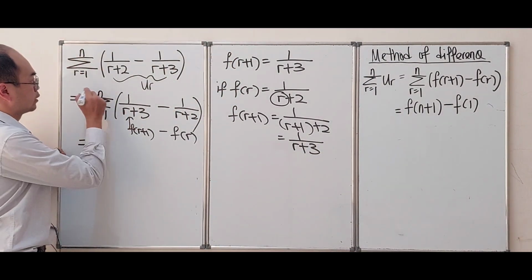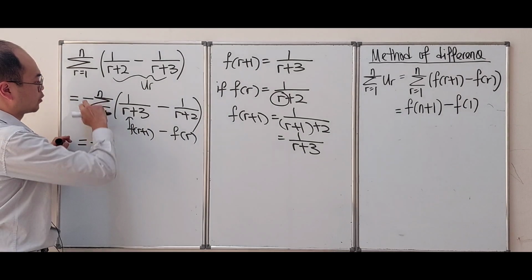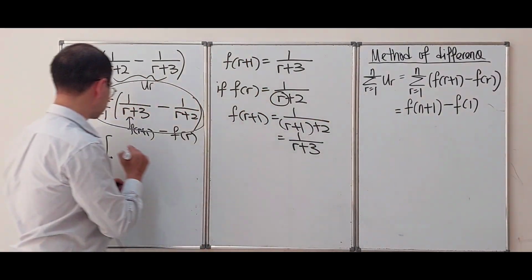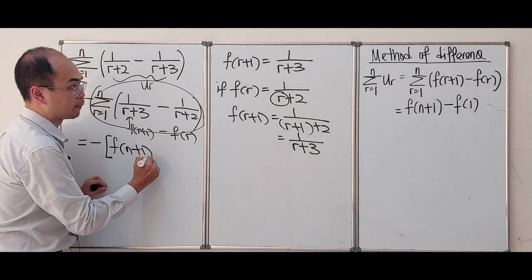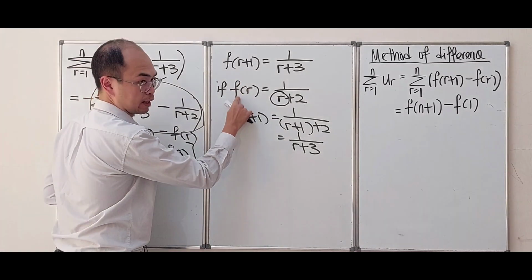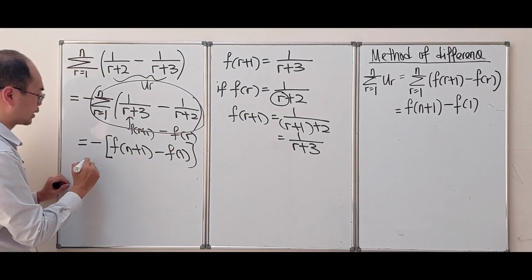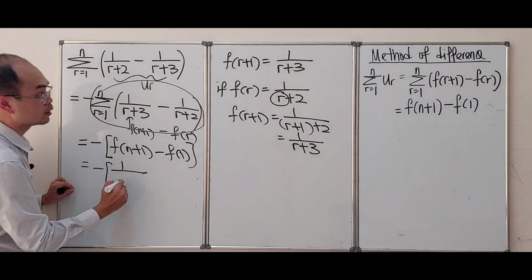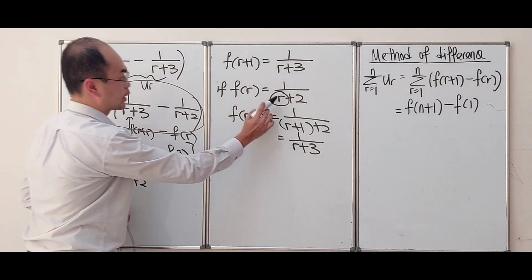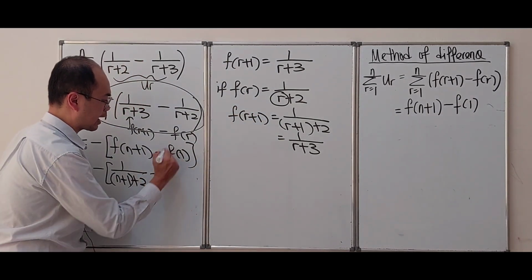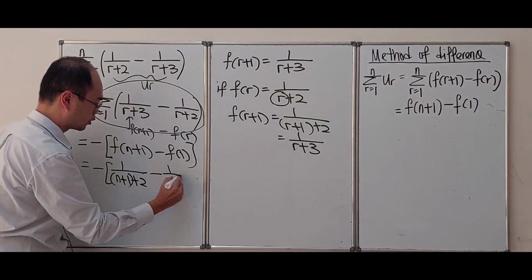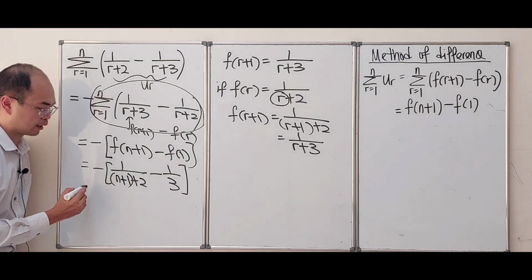Okay, negative bracket, I'm using this formula for this part here. So f n plus 1 minus f 1. I'm going to substitute n plus 1 into the f here, so the r is replaced by n plus 1, so it will be 1 over n plus 1 plus 2. Minus f 1: I substitute 1 inside here, so it will be 1 over 1 plus 2, 1 over 3.